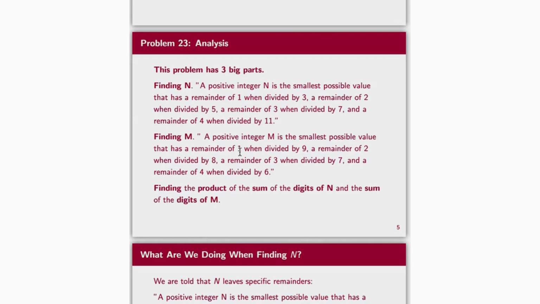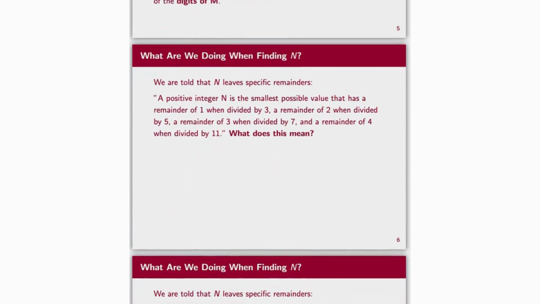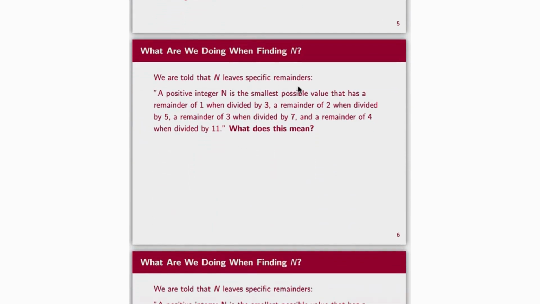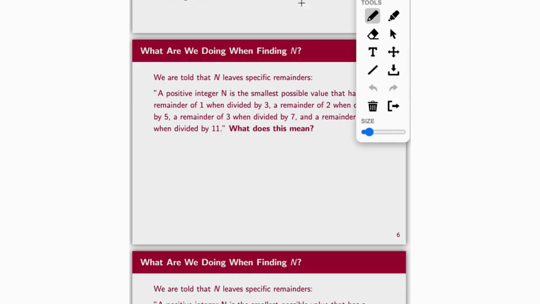What do I mean by finding n? Well, we are told that n leaves specific remainders. A positive integer n is the smallest value with a remainder of 1 when divided by 3. But what does this mean? Well, we know that n has a remainder of 1 when divided by 3. So let's say n divided by 3 is equal to some number with a remainder of 1.